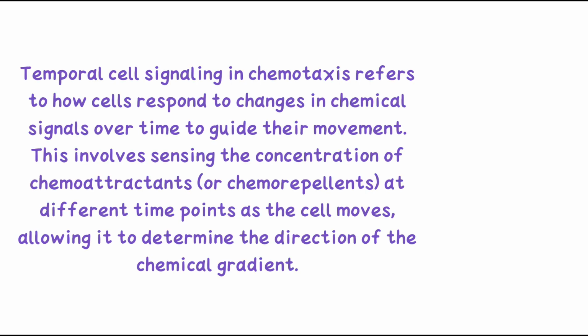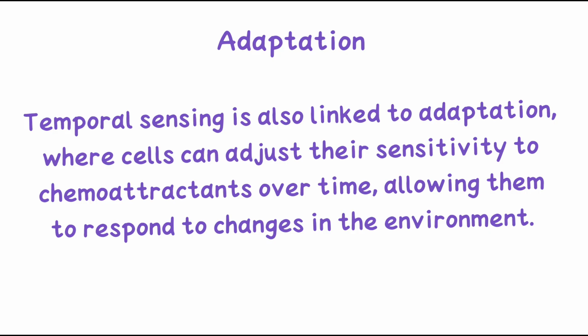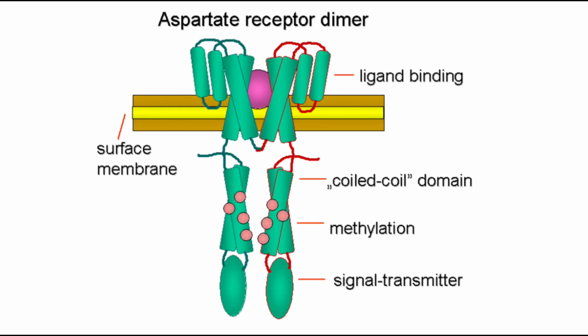So temporal sensing, and they compare the past and present to decide which way to go. Then adaptation is how they don't get confused. Over time, bacteria adapt to a constant presence of chemical. They stop responding unless a chemical concentration changes, and this happens through methylation. They add methyl groups to MCPs to adjust their sensitivity.